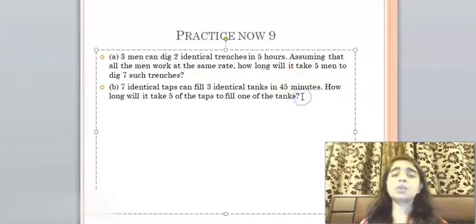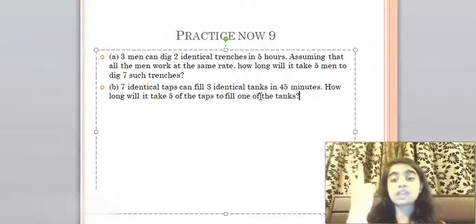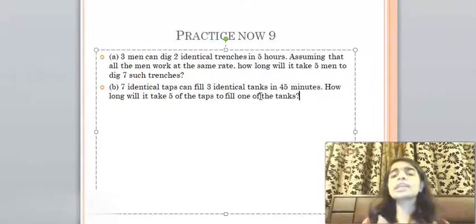Okay, so we have two questions here. Part A says 3 men can dig 2 identical trenches in 5 hours. Assuming that all men work at the same rate, how long will it take 5 men to dig 7 trenches? Now, one thing you realize over here is that there are 3 quantities together: men, trenches and hours. So, we need to deal with 3 quantities. And it's not necessary that the 3 quantities are inversely proportional to each other. They can be direct and some can be inverse. So we need to check, and this is how we will solve the question.